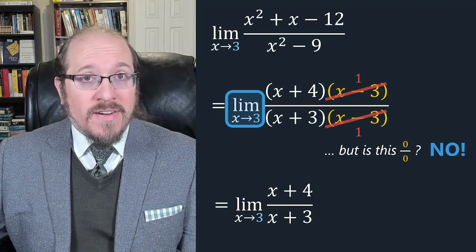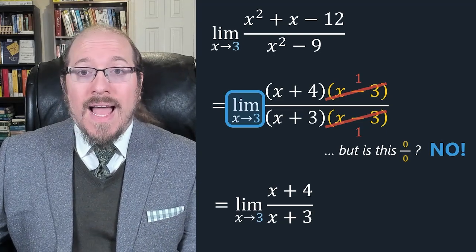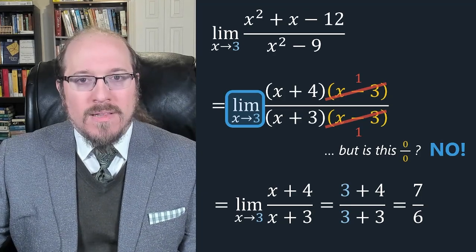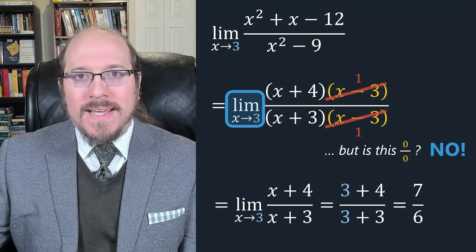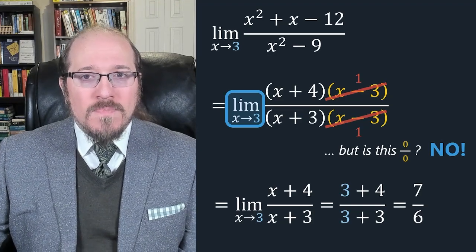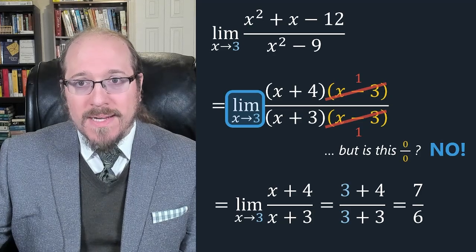Now the simplified function is continuous at 3 because it's still a rational function, and that means we can just use direct substitution to get our limit. Plug in 3, and we get 7 divided by 6, 7/6. So this is a pretty common way to handle limits of the form 0 divided by 0.